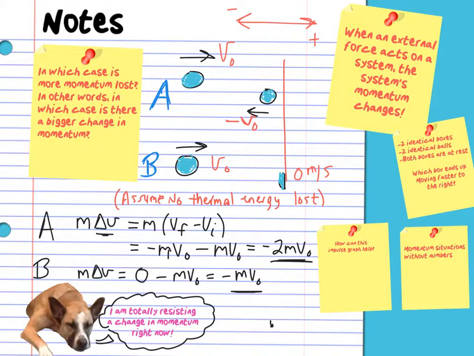Now, I'm guessing that a lot of you said, well, B would have the bigger change in momentum. And that's because we're thinking, well, look at this. The ball flew into the wall and then it just totally stopped. That's a huge change in momentum. Well, think about this. In situation A, not only when the ball hit the wall did it have to stop, momentarily for a very, very short moment, but then it had to rebound off of the wall.